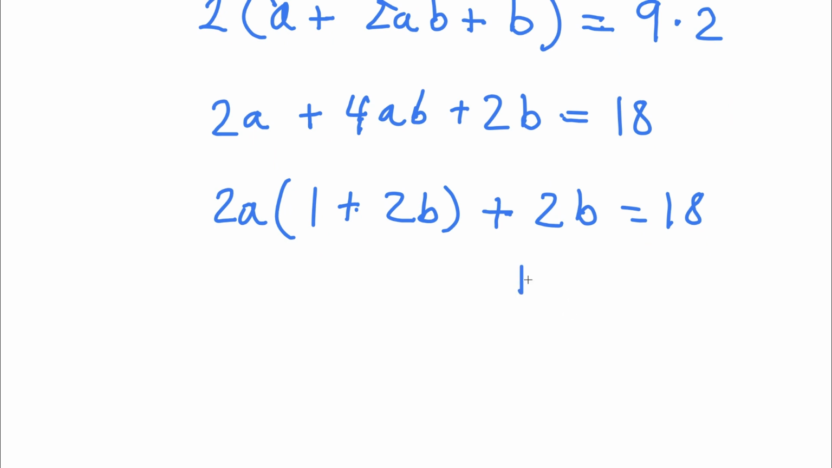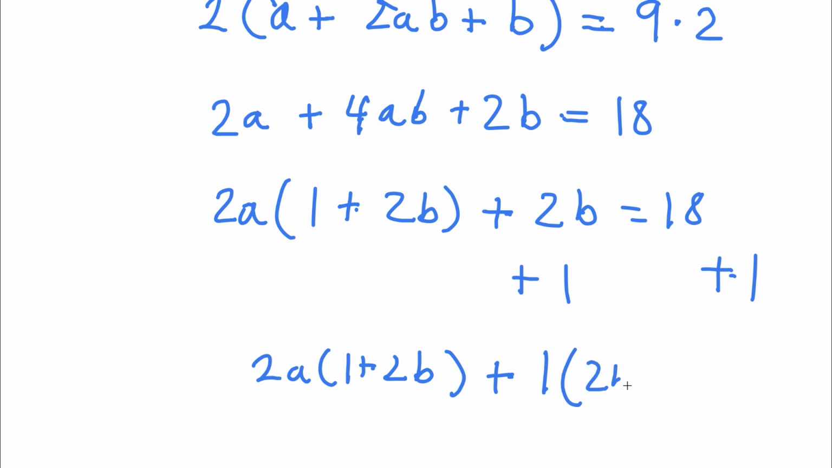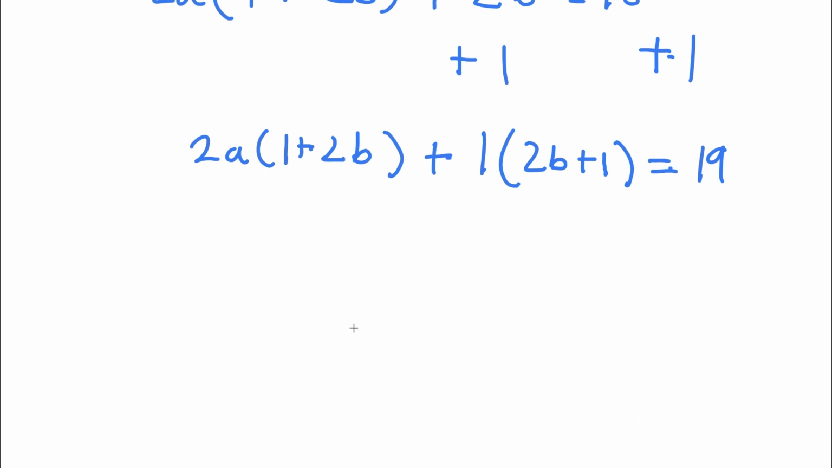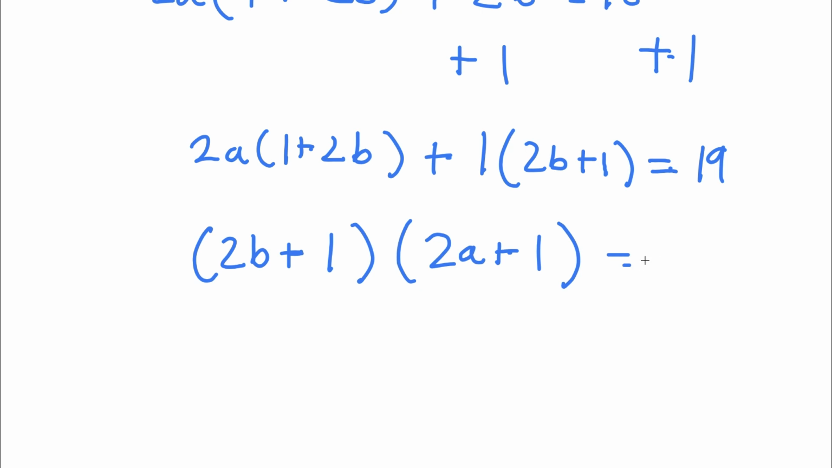Now if I add 1 on both sides, I get 2a times 1 plus 2b, plus 1 times 2b plus 1, is equal to 18 plus 1, which is 19. Now if I factor out 2b plus 1, I get 2b plus 1 times 2a plus 1. And this is equal to 19.